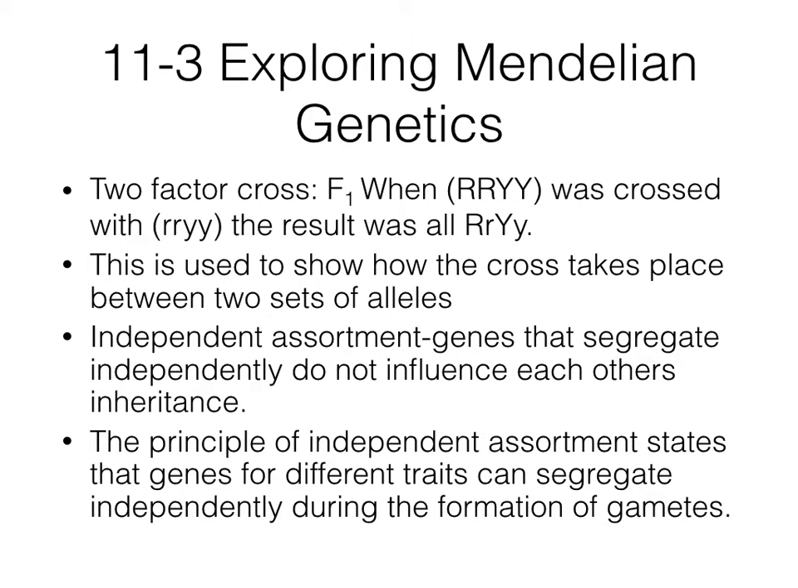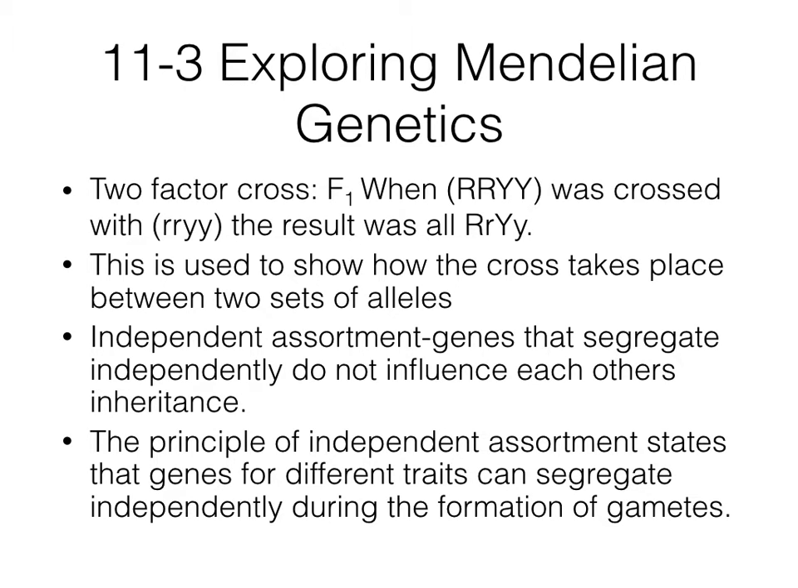So 11.3 is exploring Mendelian genetics a little bit further. What we're talking about first with two-factor crosses is just dealing with situations where you have multiple traits, all right? And this is going to happen in plants. We talked about it with Mendel's plants. You had the different pea pods, the different heights, the different flower growth, the different colors. All of these things are factors that can be explored.